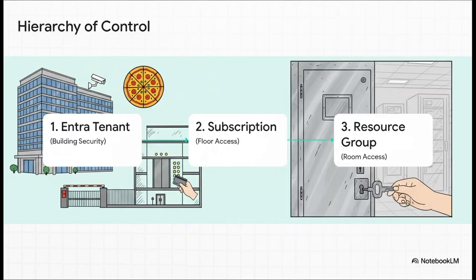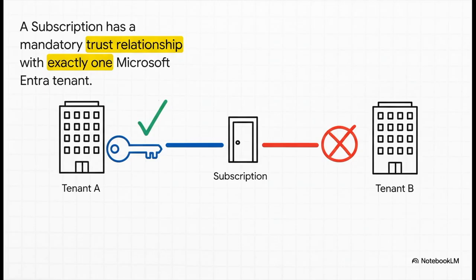So it all flows from the top down, just like real security. First, you've got to get past the main building security. That's your tenant. Then, your key card has to work for the right floor. That's your subscription. And finally, you need the actual key to unlock that one specific room. That's your resource group. And this is the golden rule that locks it all together. It's non-negotiable. A subscription, our floor, can only trust one security system. You can't have the locks keyed for two different buildings, right? It's the same here. This mandatory one-to-one trust relationship is what makes the whole security model so strong.